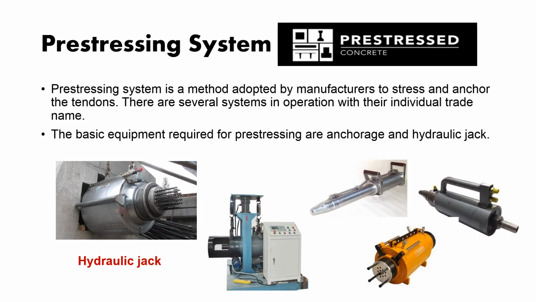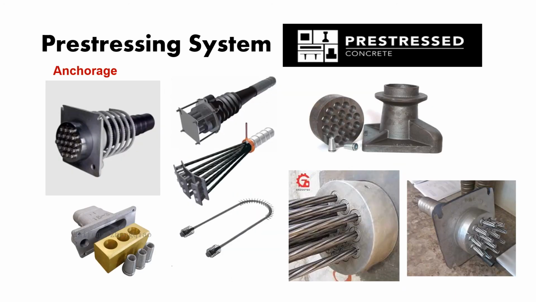So the prestressing system. You need to have a system to do it. A prestressing system is a method adopted by manufacturers to stress and anchor the tendons. There are several systems in operation with their individual trade names. The basic equipment required for prestressing is the anchorage and hydraulic jacks. This is the hydraulic jack, you can see. This is the anchorage, which you use to anchor the steel strands.